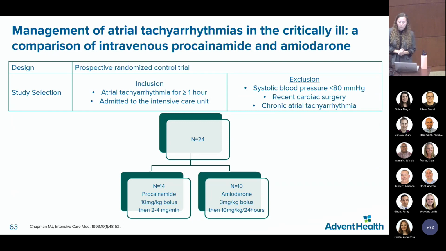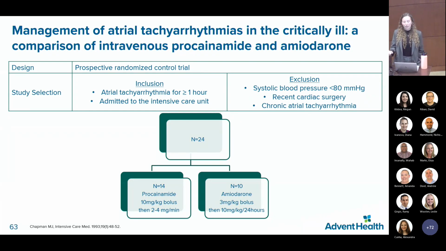Amiodarone is one of the most used agents for this patient population because of its relative hemodynamic neutrality and its effectiveness for not only rate control, but also rhythm control. This study was a prospective randomized controlled trial comparing amiodarone to procainamide in patients admitted to the intensive care unit with atrial tachyarrhythmias.